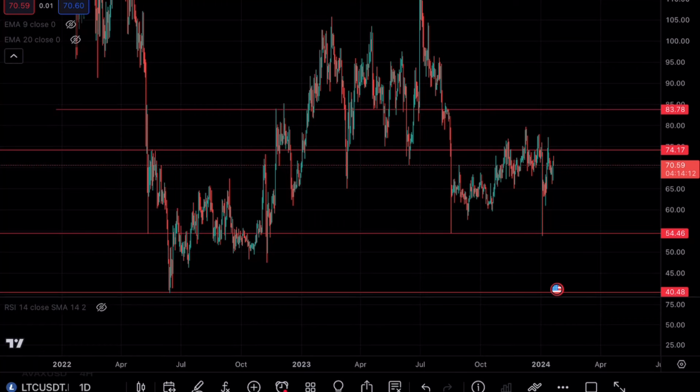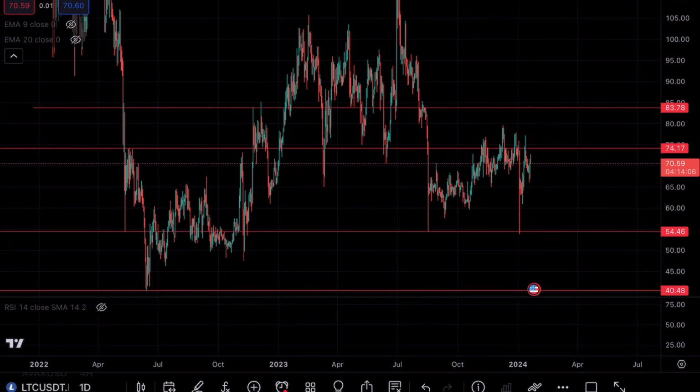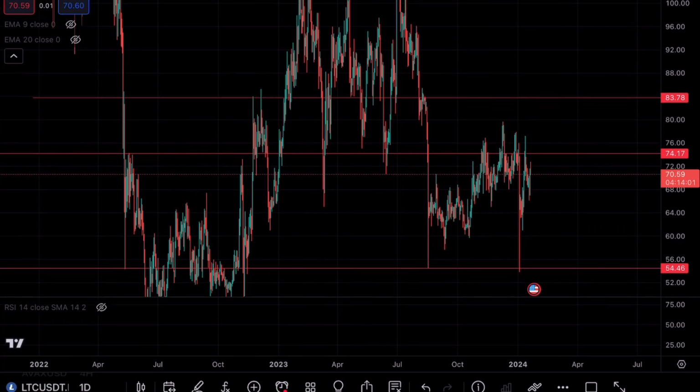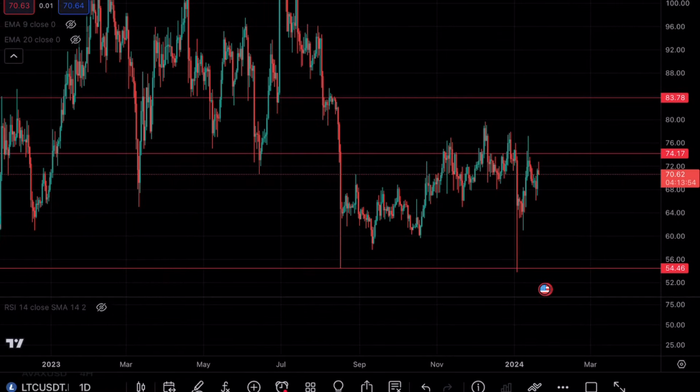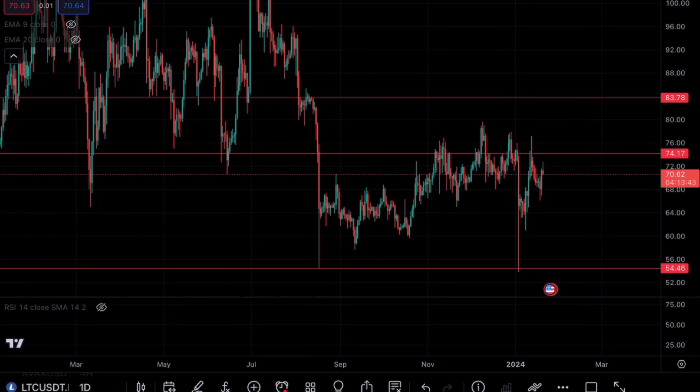So you can see I have two support zones, the first one at $54.46, $40.48, and I have two resistance levels at $74.17 and $83.78. Now, to get confirmation, this is very important. When I'm looking for confirmation on a chart, what that means is how strong are my support and resistance levels. The way to get confirmation is to see whether or not the price changed from after breaking from a support level into a resistance and from a resistance level into a support.